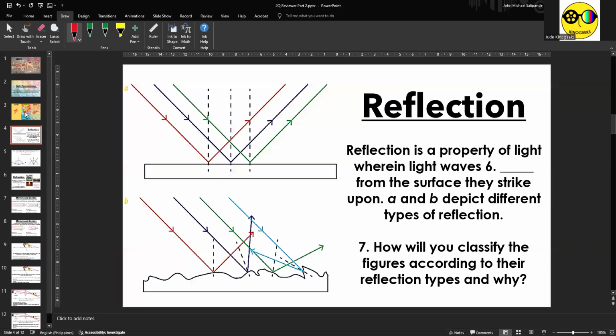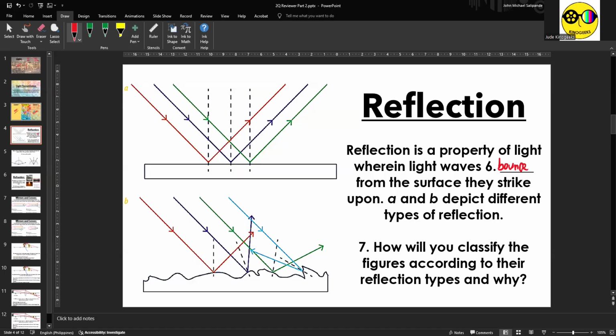Let's move on to reflection. Reflection is a property of light wherein light waves seek blank from the surface they strike upon. So the missing word is bounce. A, which is the top left image, and B, which is the bottom left image, depict different types of reflection. Number 7: how will you classify the figures according to the reflection types and why?